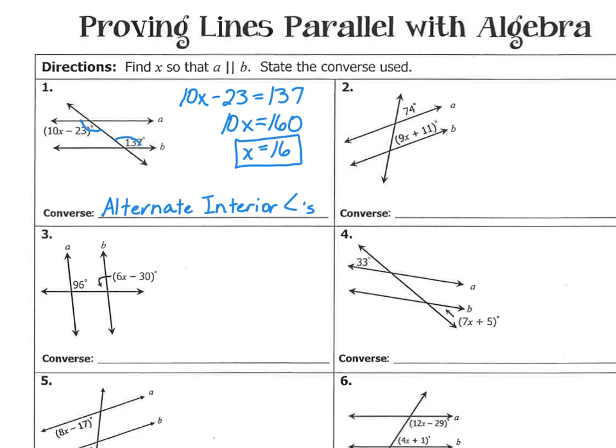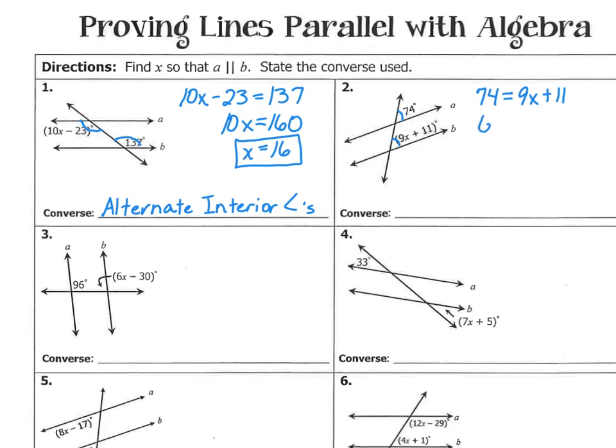In our second example, we have this angle here that measures 74 degrees, and then this angle here that's 9x plus 11. Those angles are corresponding angles. So if corresponding angles are congruent, then the lines are parallel. So we would say 74 is equal to 9x plus 11.